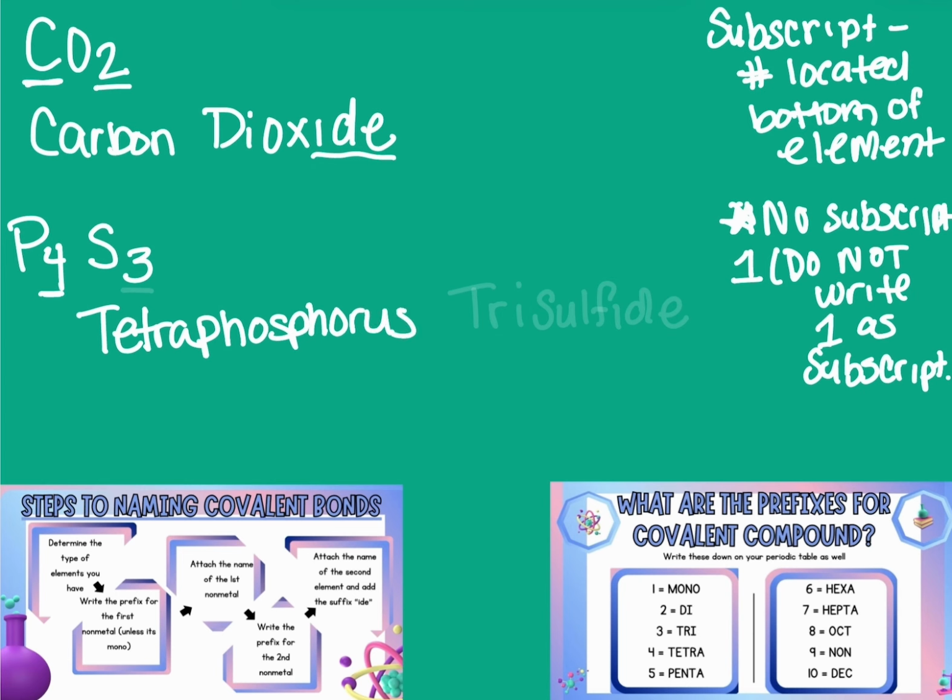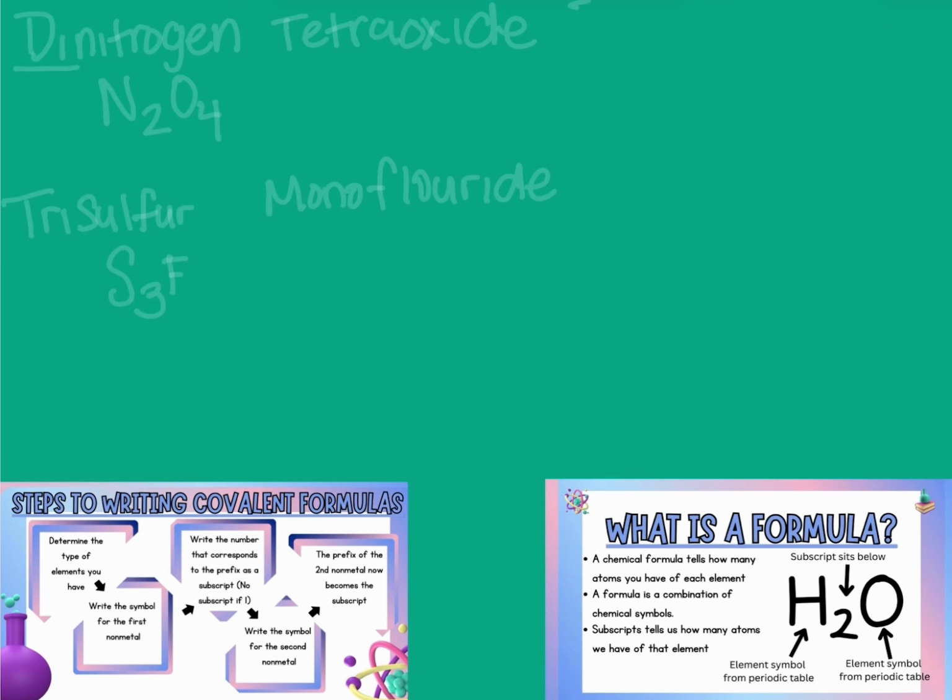And then I'm going to go to my second element. My second element is sulfur, and my subscript next to sulfur is 3, and the prefix for 3 is tri. So I'm going to write that first, and then instead of writing trisulfur, I'm going to write trisulfide, because the very last step is to attach IDE as a suffix at the end of my second nonmetal. And boom, I'm done.